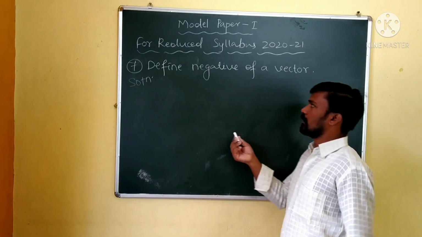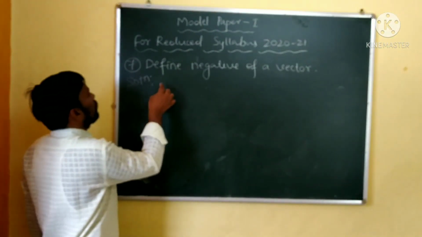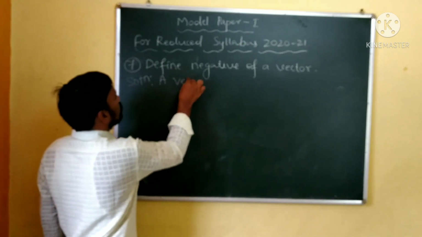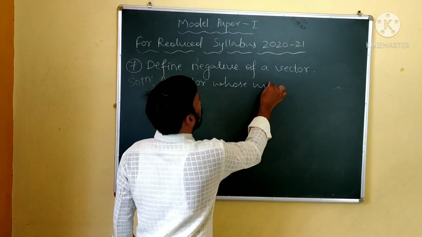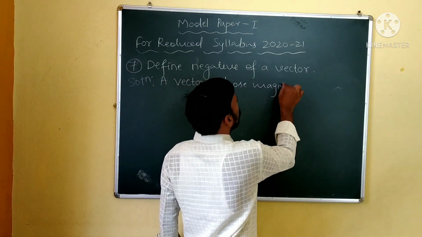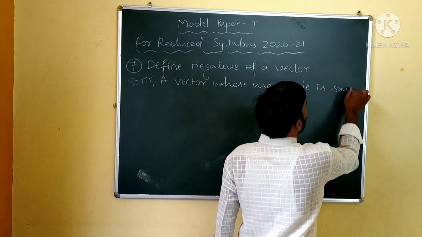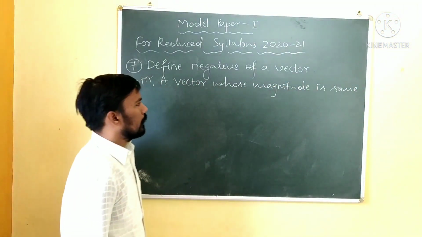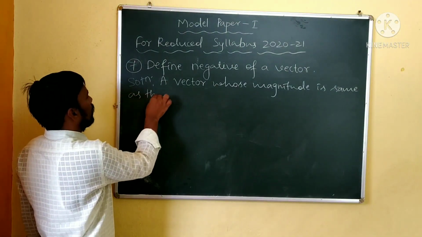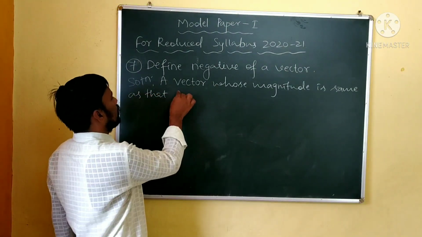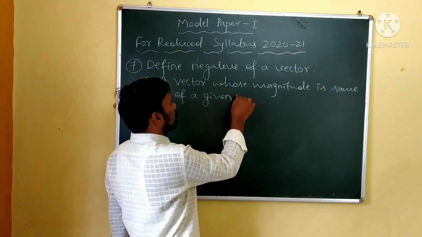So see the next question, number 7. Define negative of a vector. Okay, this is from vector algebra. A vector whose magnitude is same as that of a given vector.